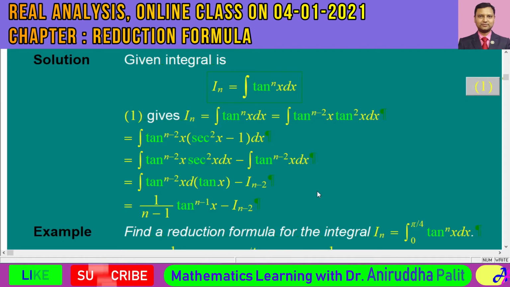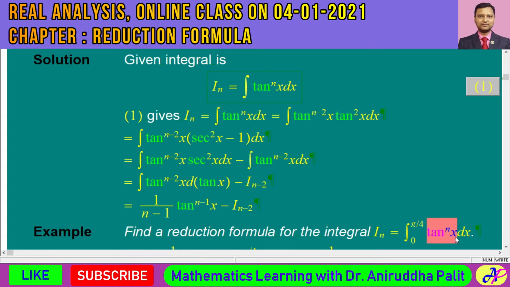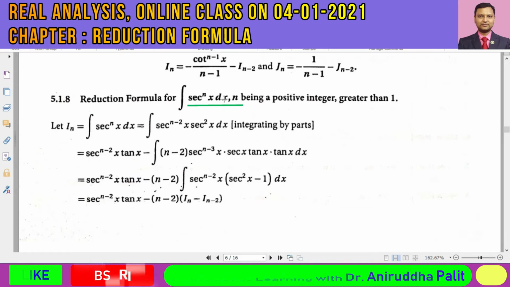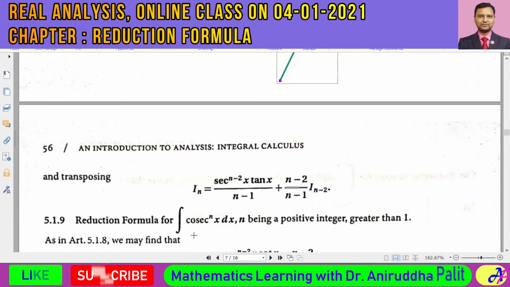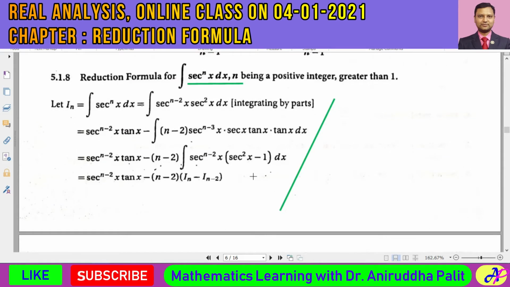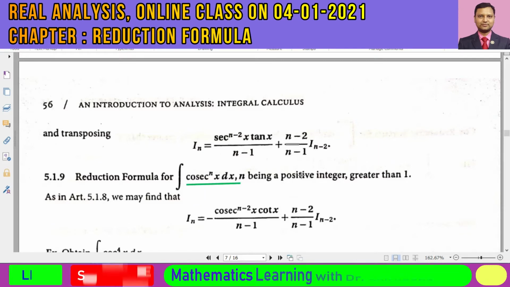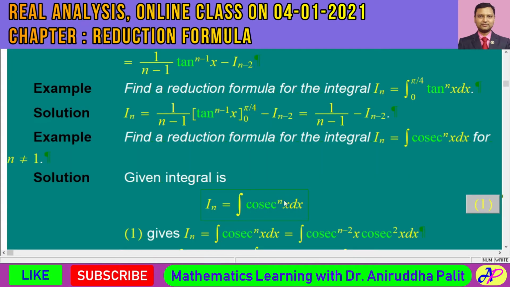And I'm leaving the corresponding reduction formula for cot to the power of n x dx. Okay, cot to the power of n x dx. So over here, in this book, the reduction formula for sec to the power of n x dx has been given, and I am going to discuss the reduction formula for cosec to the power of n x dx. So I am leaving this reduction formula for you. Hopefully, this would be clear after the discussion of the reduction formula for cosec to the power of n x dx. Both of these two reduction formulas are very similar. So let me discuss the reduction formula for cosec to the power of n x dx.